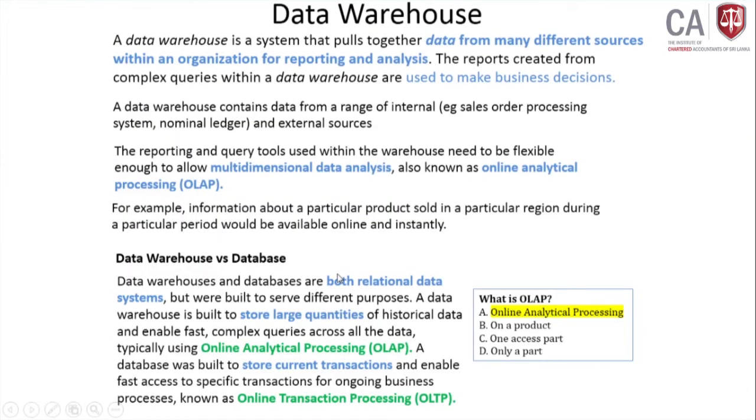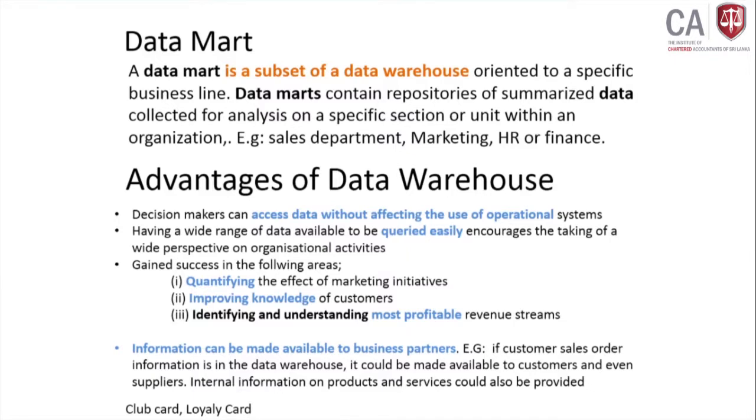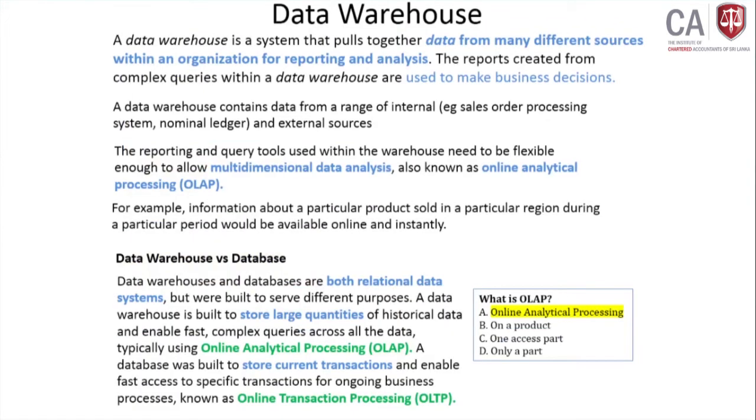Actually, if you have understood well what the data warehouse is, what the difference between a data warehouse and a database is, and what techniques they use, like online analytical processing, and that it takes data from different sources and does the reporting and analyzing used to make business decisions, those are the pieces of information that you can remember. Data mart. What is this data mart? A data mart is a subset of a data warehouse. We discussed data warehouse here, so a data warehouse has different data marts.